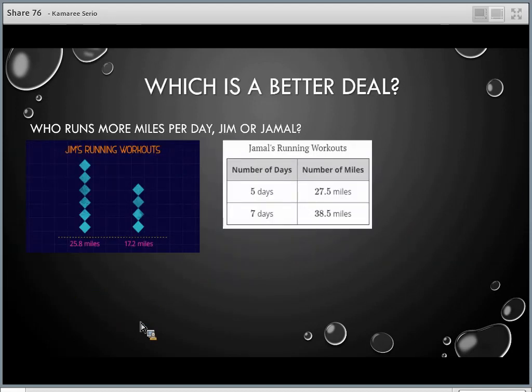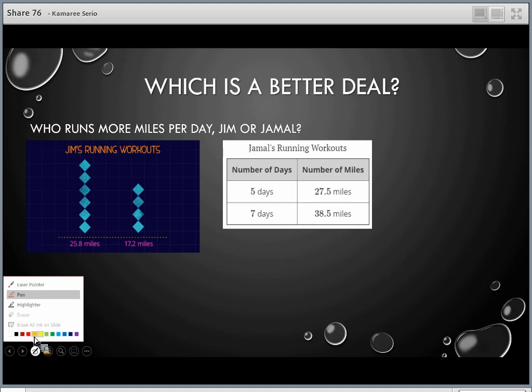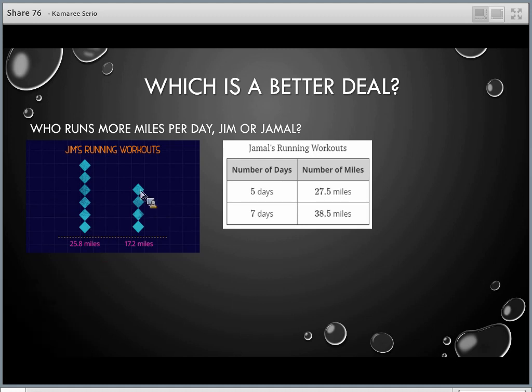Okay. Here we have, what is the better deal? Or in this case, who runs more miles per day, Jim or Jamal? So we have a diagram for Jim and then a table for Jamal. We're going to do the same process for both of these. Okay, so I'm going to pick this portion of my diagram to figure out how many miles Jim runs per day.